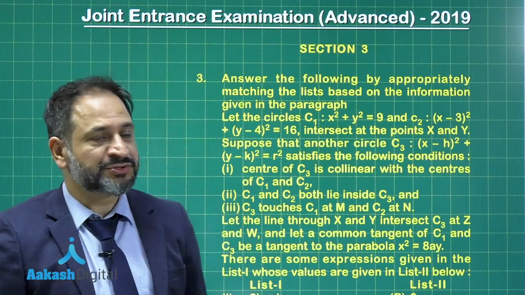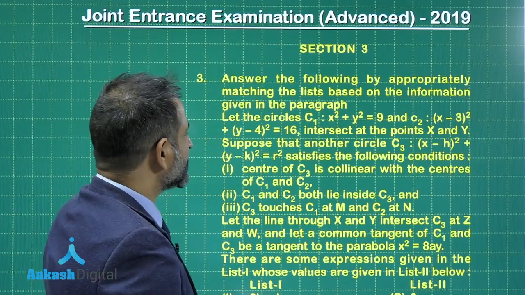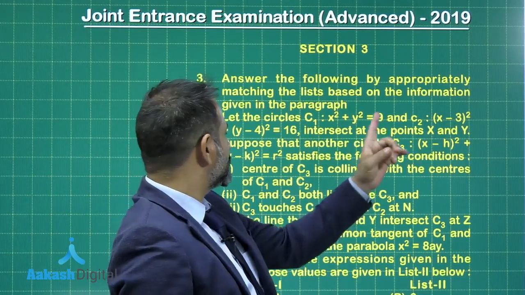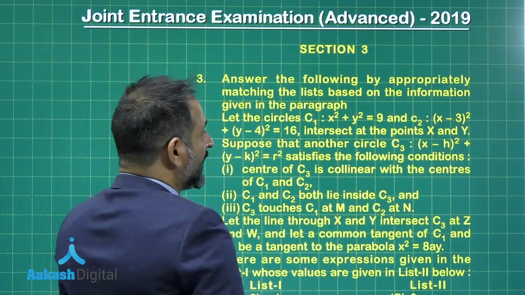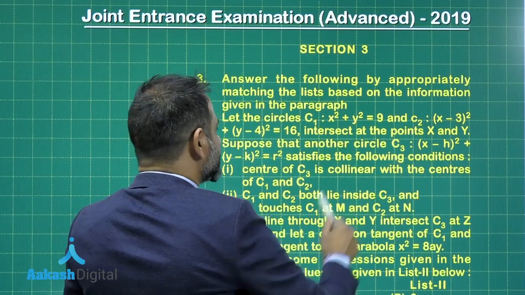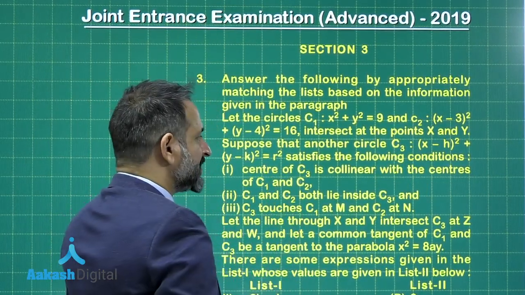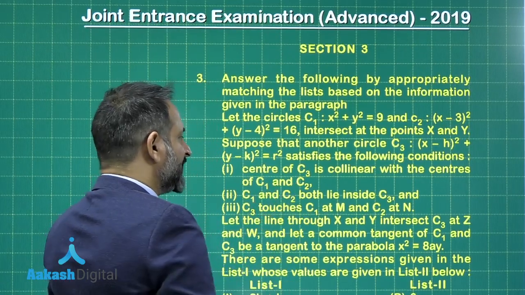Now finally a question from coordinate geometry. It is given there are two circles, C1 having center at origin and C2 is another circle having center at 3, 4, radius 4, and C3 is another circle having center at h, k and radius is r. Now C3, it is given, is satisfying the following condition.